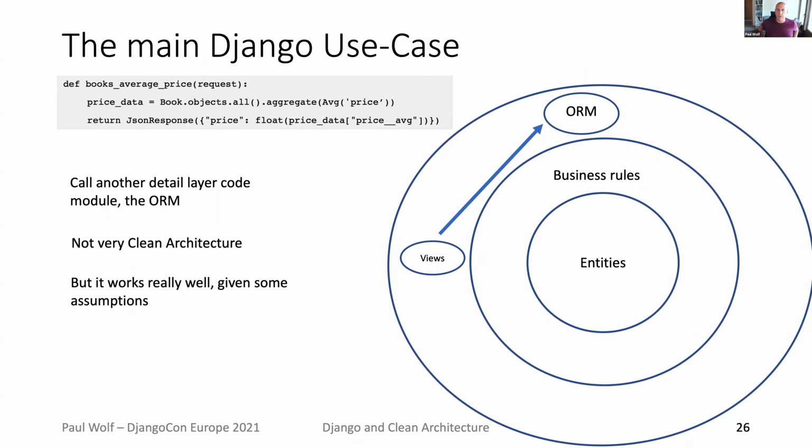And here's now a schematic representation of that in relation to the normal schematic view of clean architecture. I have up here, that's a view function. You can see the request parameter, and it's going to go get the average price of all my books, and it's going to return that. But you can see that this is not very clean architecture because the arrow is not pointing inwards. It's pointing to another detail artifact.